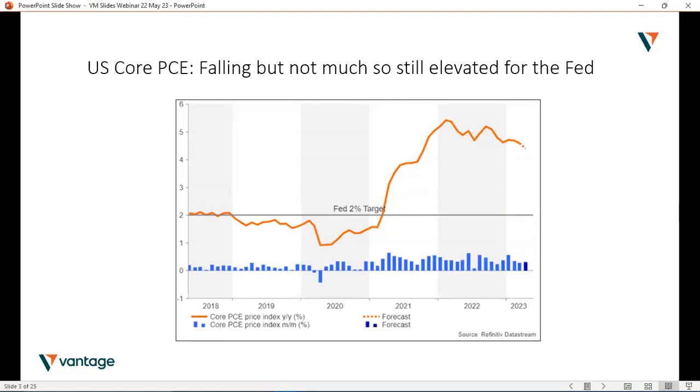But we have to remember, shelter has a smaller weight in the PCE series than in the CPI series, so that should offset most of this, and so keep the monthly inflation relatively flat.